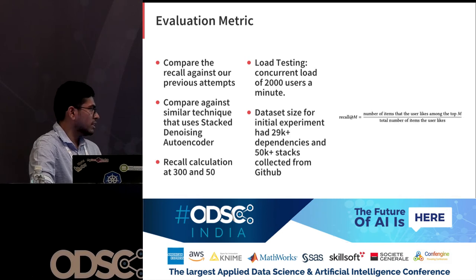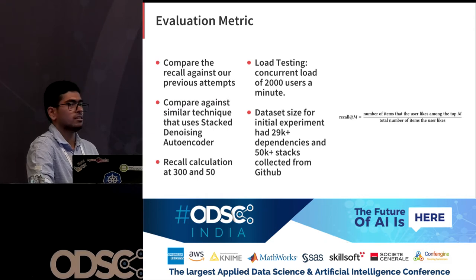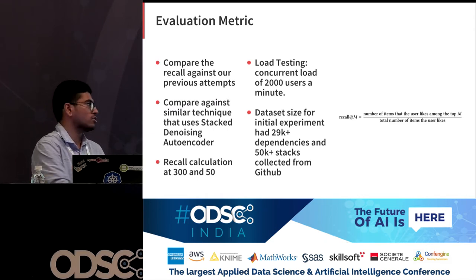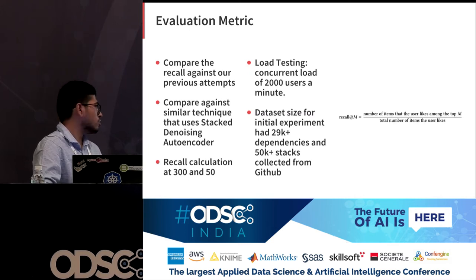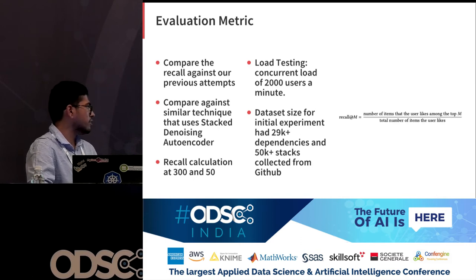We worked with 29,000 dependencies when we did the initial experiment and around 50,000 stacks. So 50,000 stacks is 50,000 different users for us, 50,000 different user-item pairs, and 29,000 items to recommend. And in the case of recommendation, recall is one of the best metrics to calculate, the number of items that you're recommending correctly. So we did the recall calculation at 300.